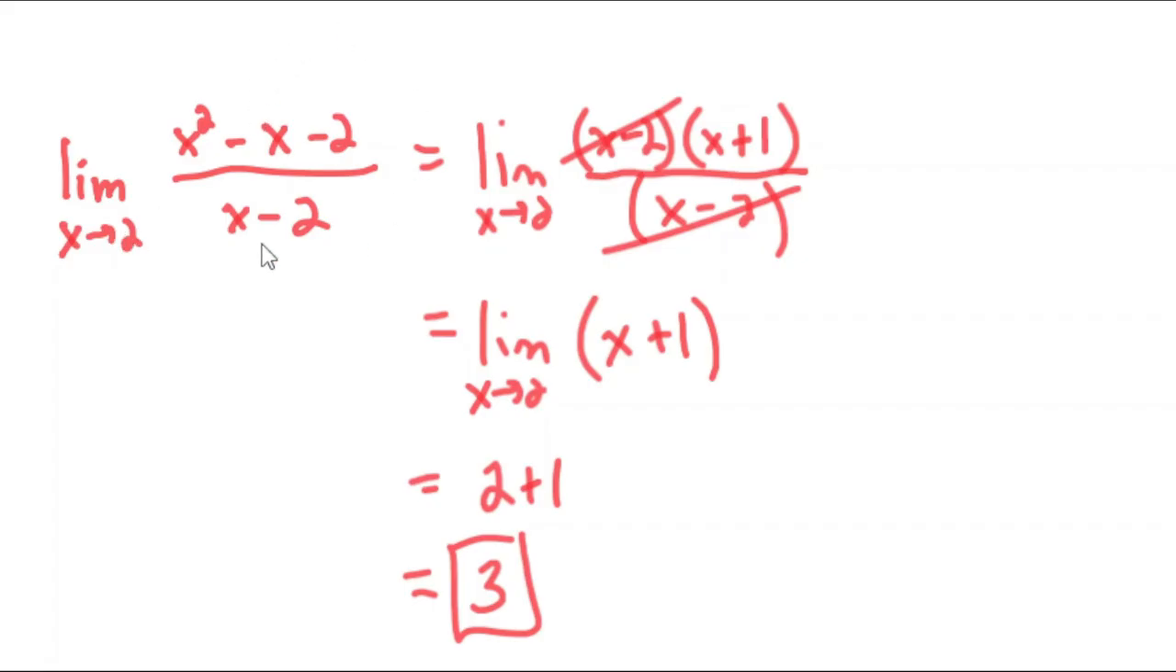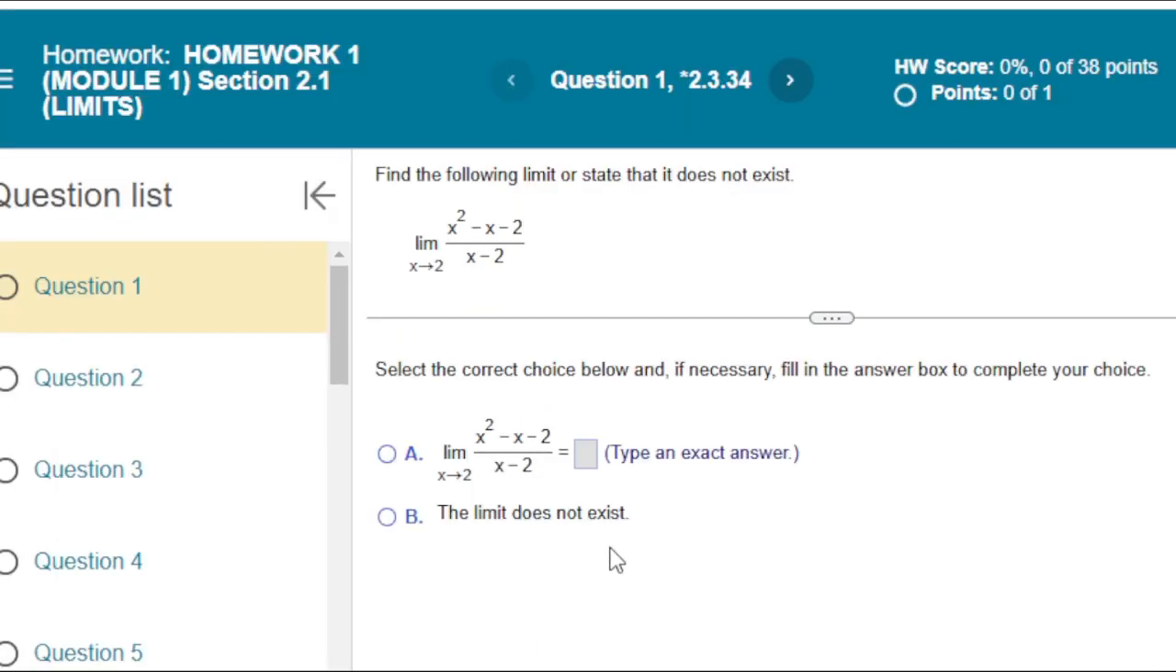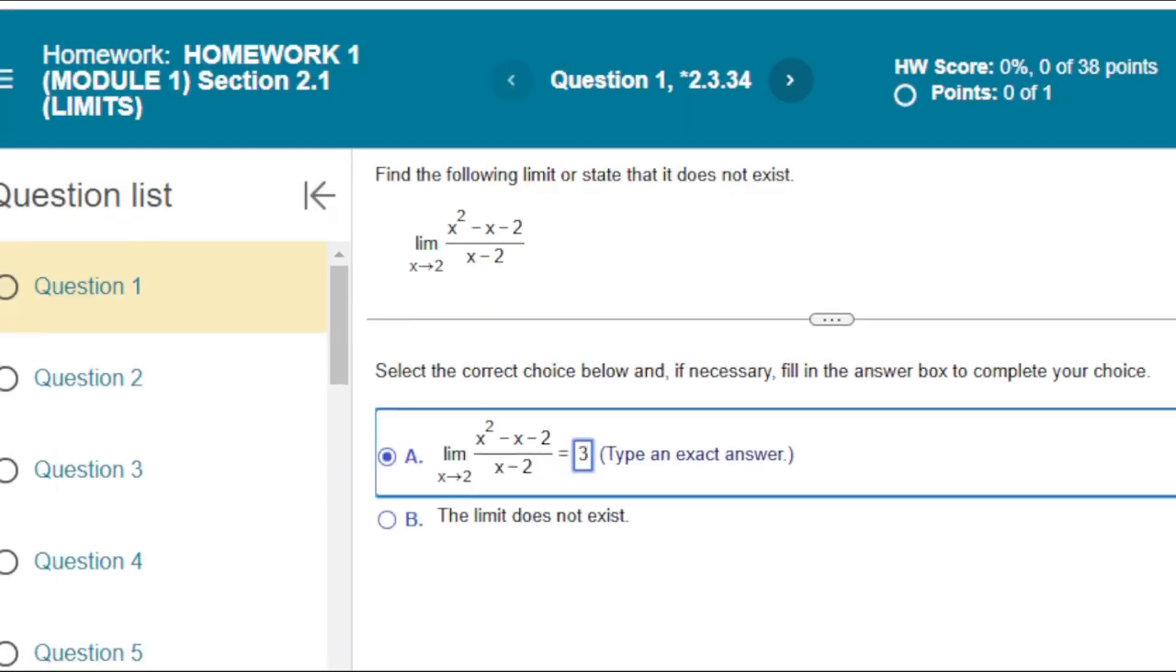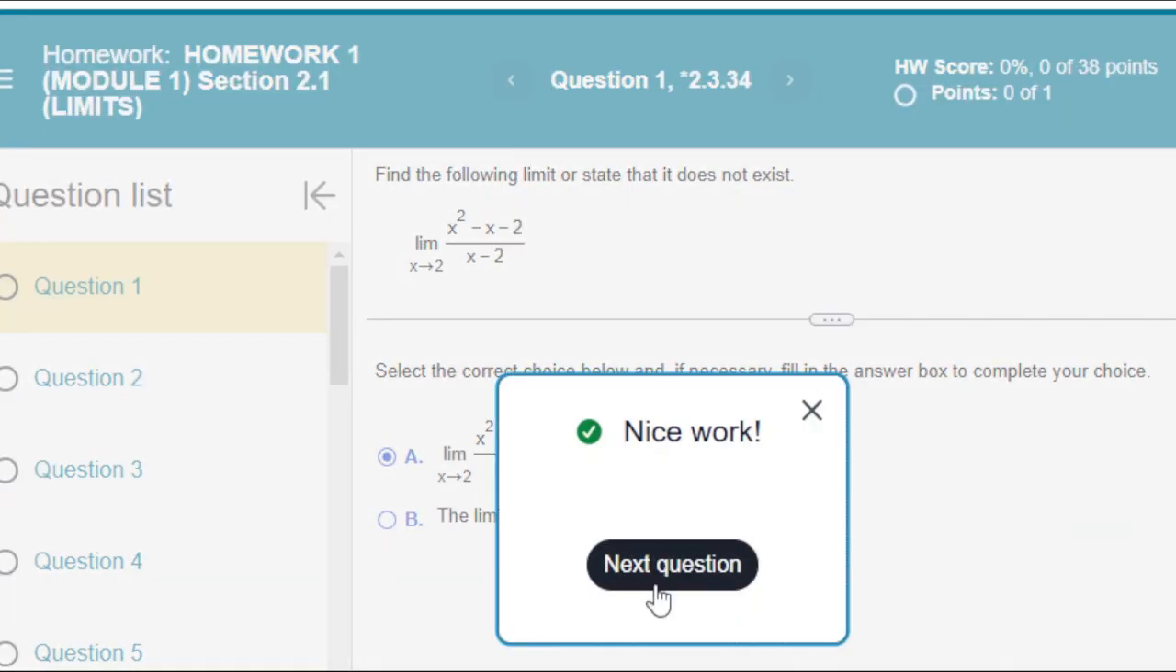So again, when we plug in 2, we get 0 over 0, which is undefined. But the limit doesn't have to do with what you get when you plug in the number, but what do you get when you plug in numbers close to 2 but not equal to 2? So how do we figure that out? Well, we do what we just did. So if we go here, we type in 3, check our answer, and notice it says correct.